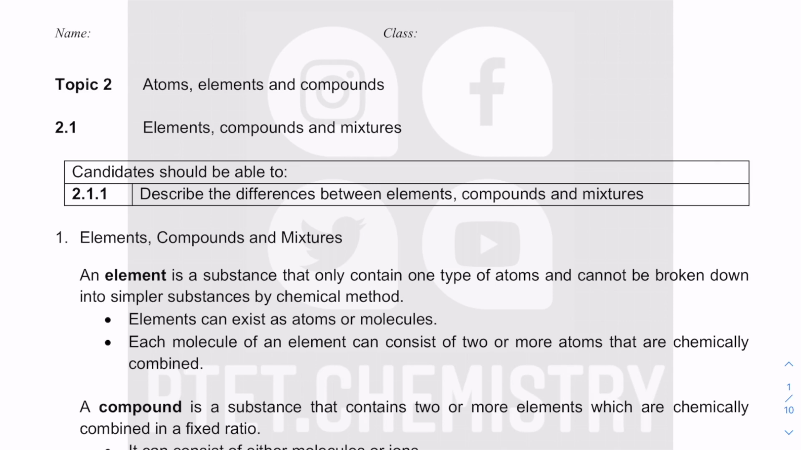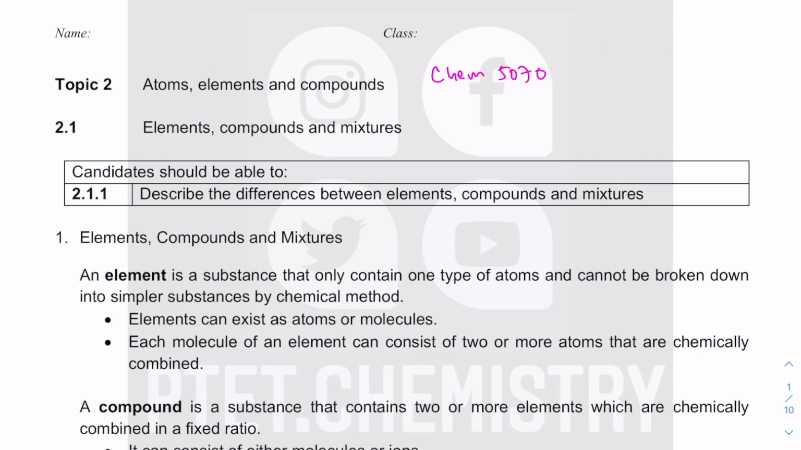So my name is Mr. On, and in this tutorial video I will go through this topic 2 for the Chem 5070. This is the syllabus for the people who are taking this particular O level, which is equivalent to IGCSE or GCSE chemistry worldwide. It's a pure chemistry course, and this is for the syllabus starting from 2023 onwards, so for the people who are sitting for the exam from 2023 onwards.